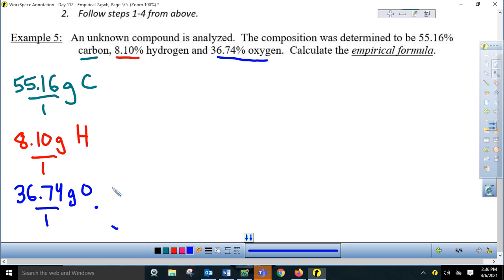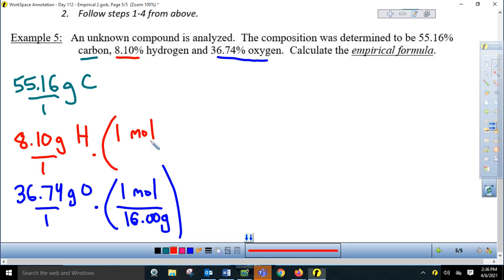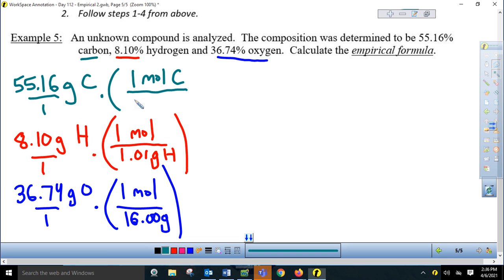And we're going to multiply by the conversion factor. For oxygen, 1 mole of oxygen is 16 grams. And then for hydrogen, we're going to multiply by 1 mole is equivalent to 1.01 grams. And then for carbon, we'll multiply by the conversion factor. 1 mole of carbon weighs 12.01 grams.